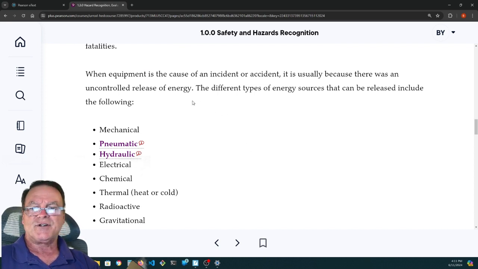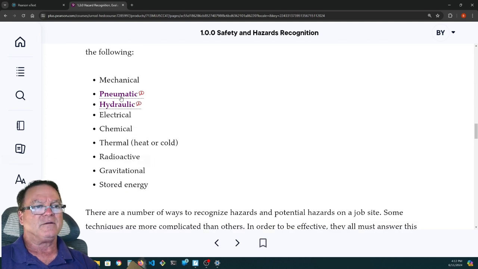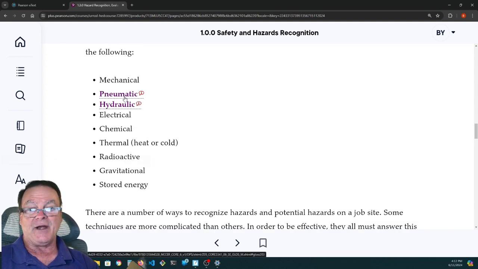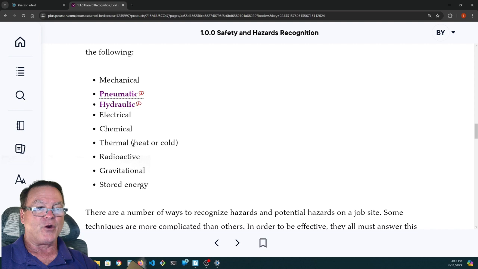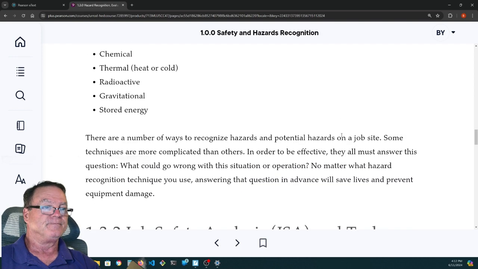Sometimes as electricians, we think of electricity as the only energy source, but that's not true. There are many of them. The different types of energy sources that can be released include the following: mechanical, pneumatic, that means air, hydraulic, that means water or oil, electrical, chemical, thermal, radioactive, gravitational, or stored energy.